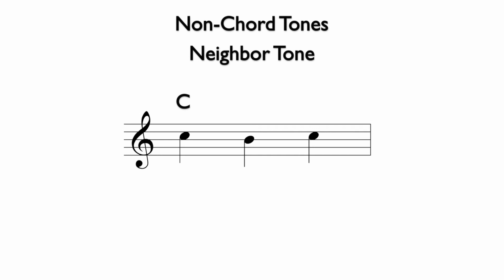In this example, B is also a neighbor tone. The melody begins and ends on C with stepwise motion to the B and back to C. Since the B is below the C, this could also be called a lower neighbor tone.